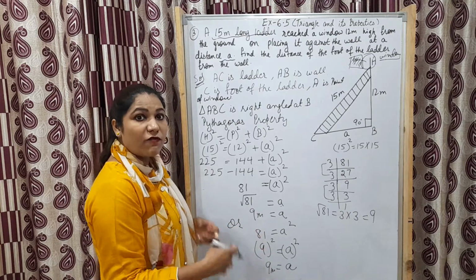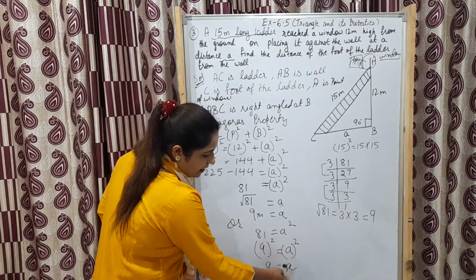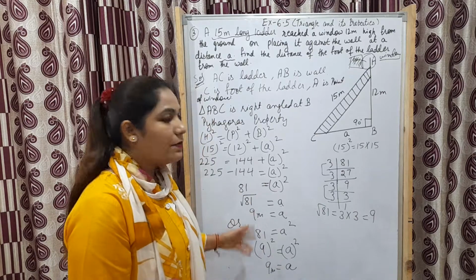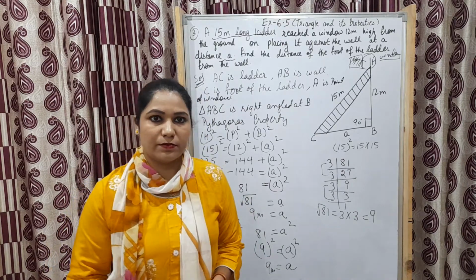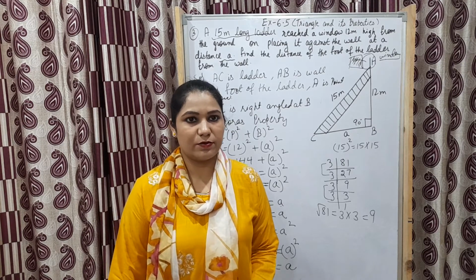81 is the square of 9. You will write 9 square. Then the square will be cancelled out. The value of A is 9 meter. You can do any method. Next question. Today we will do till here. Next we will do next time. Till then, bye.